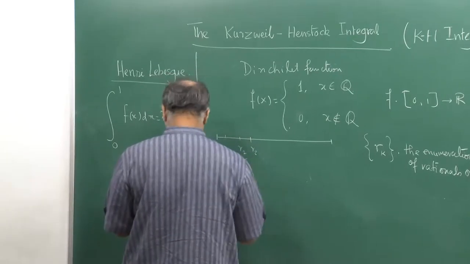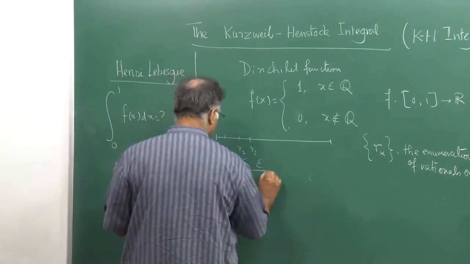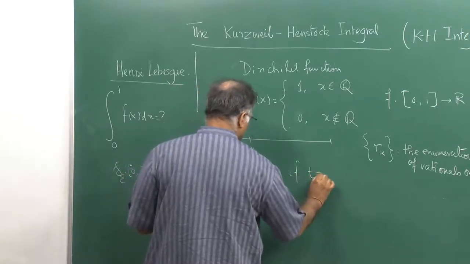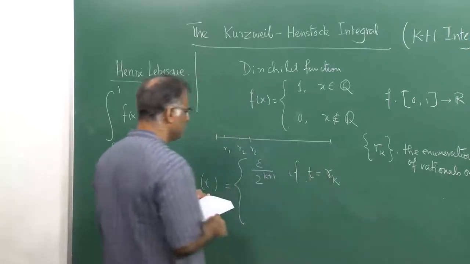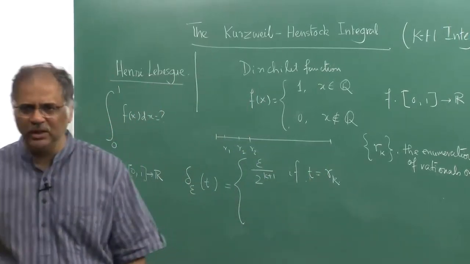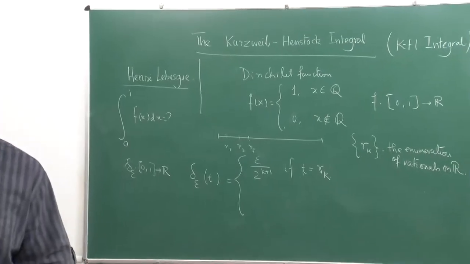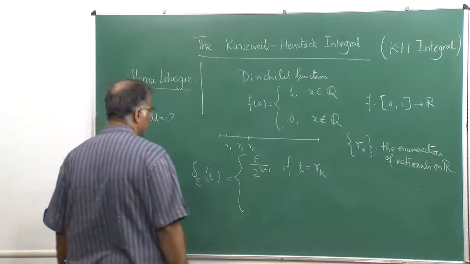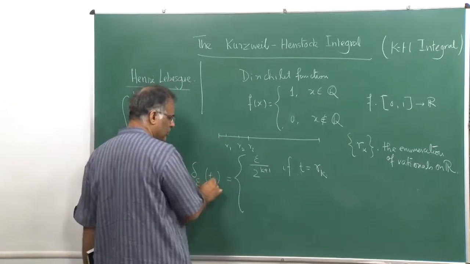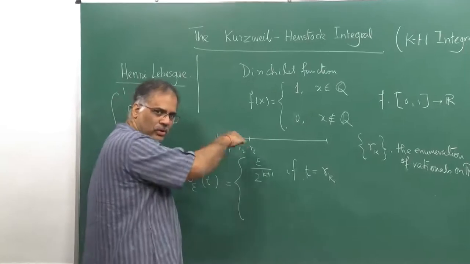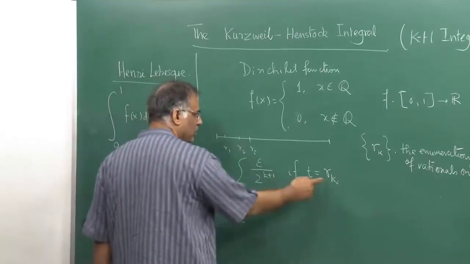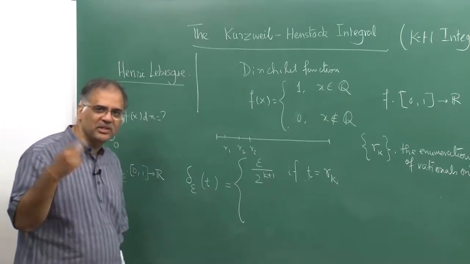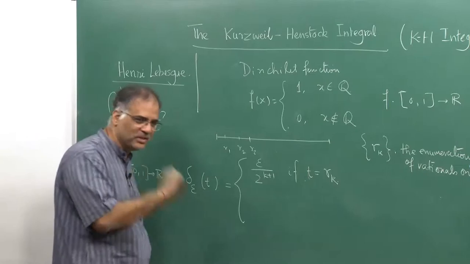So, delta of t is epsilon by 2^(k+1) if t is equal to r_k. So, t will be some r_k, no? T will be some rational number, which could be r1, could be r3 or could be r4, right. So, you go on like this. You start from 0, t, d0, d1 and then they go on. So, whenever you get a rational number, if it is r1, it is 1 by 2 squared, basically a GP series, nothing else. You need a convergence somewhere.